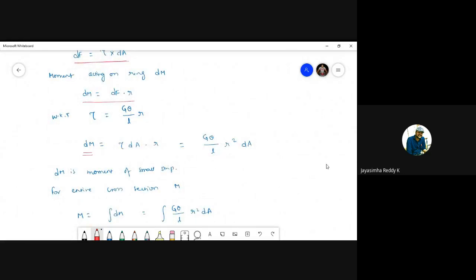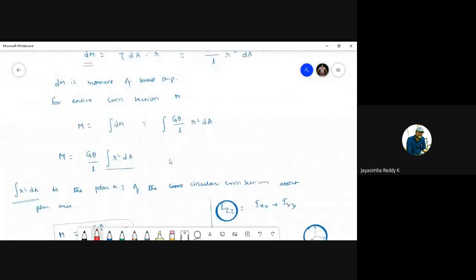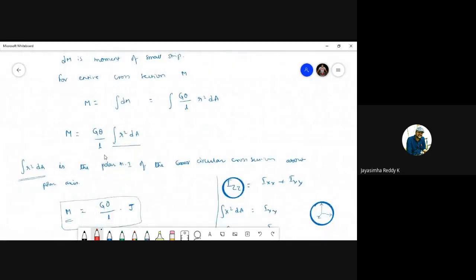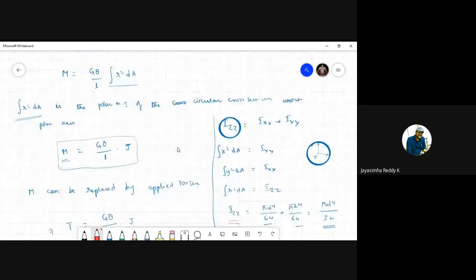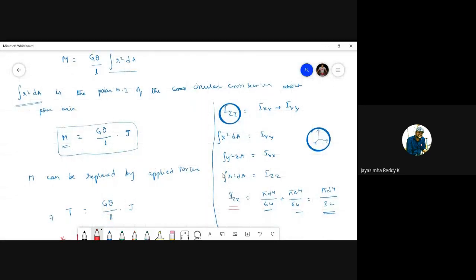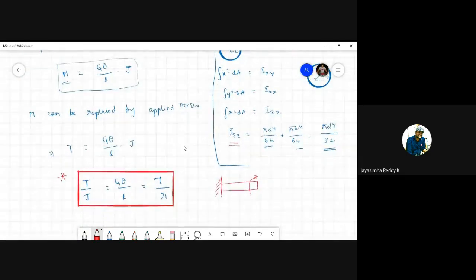So I need it for the entire cross section. So for getting it for the entire cross section, I have just integrated this. So if I integrate it, G theta by L is constant, so I have taken it out. Integral over r square dA has remained for me. So integral over r square dA can be taken as J, which is polar moment of inertia. That we have studied in our first year. I have also mentioned polar moment of inertia here. So M is equal to G theta by L into J. So based on both relations that we have derived, we are writing this relation T by J is equal to tau by R is equal to G theta by L, which is very important, and you have to remember it at any cost.